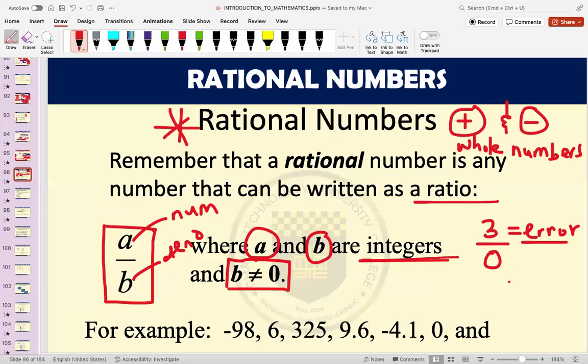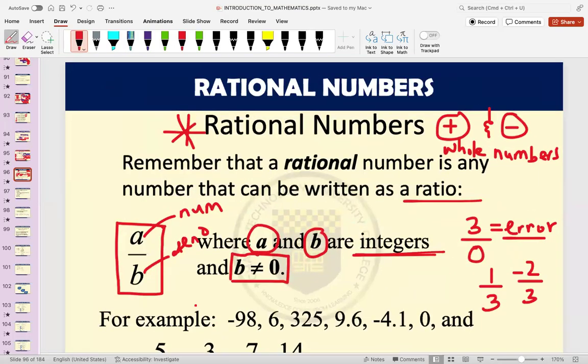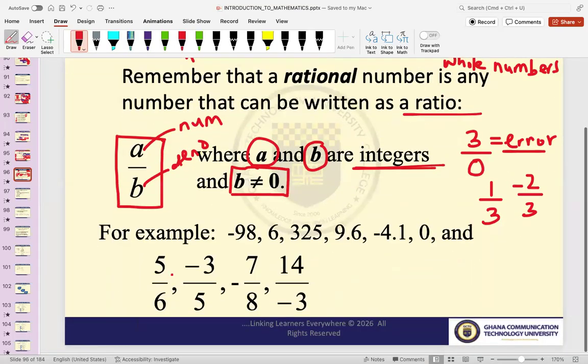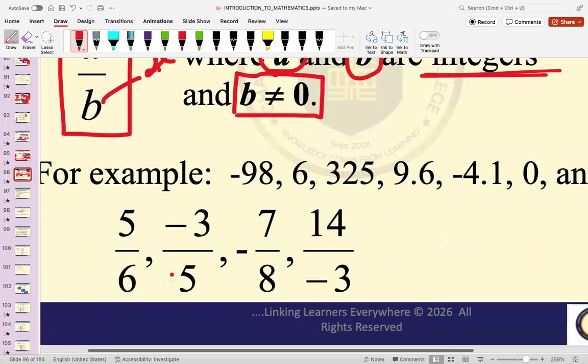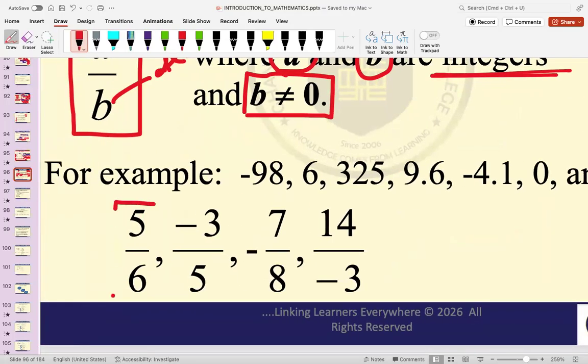But if I write something like 1 over 3, this is rational, because 1 is an integer, 3 is an integer. Negative 2 over 3. This is also rational. Negative 2 is an integer. Positive 3 is also an integer. So any form of numbers you can write as up and down, top and bottom, we call them rational numbers.